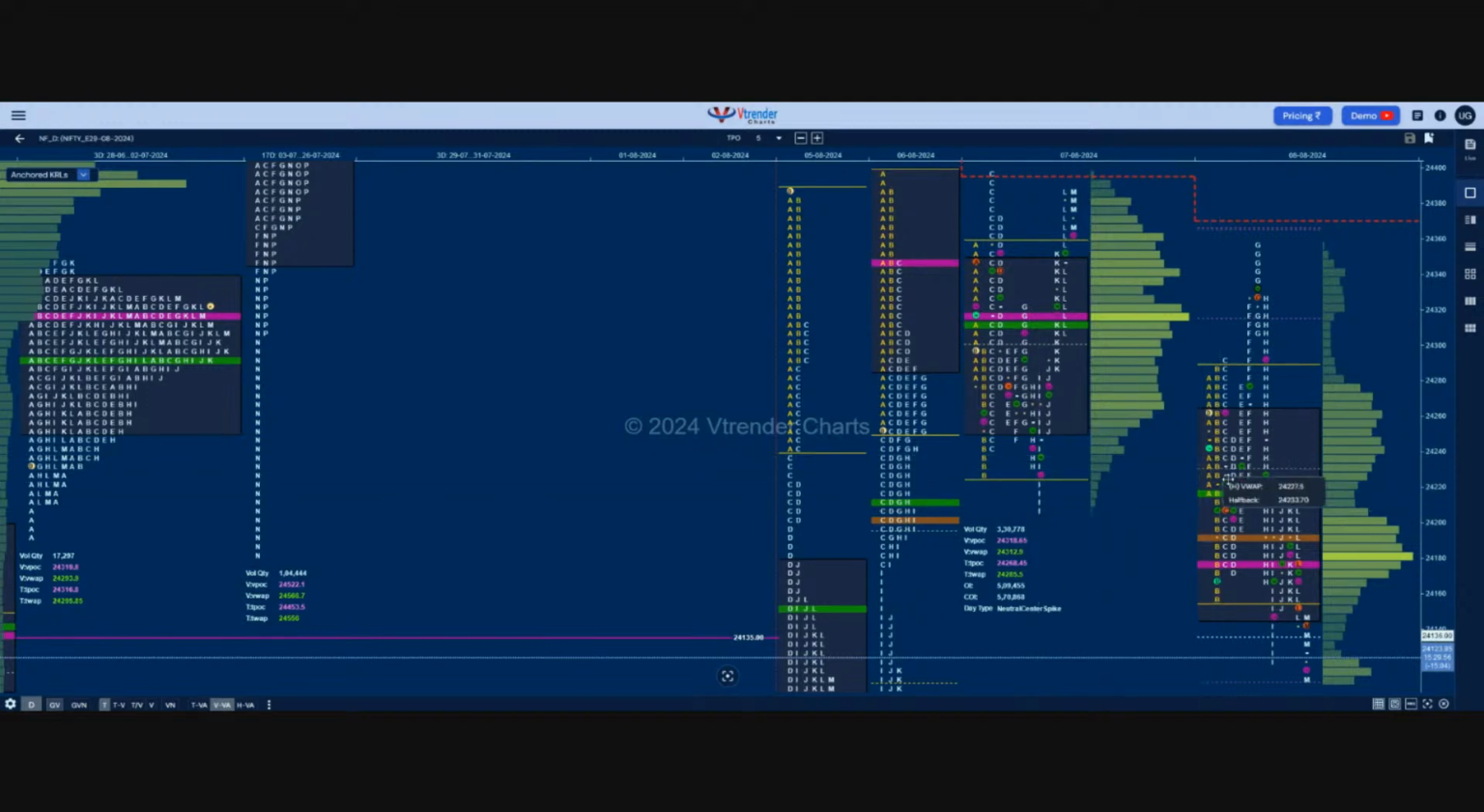So then the opening bar remained below yesterday's VWAP and POC. We also had a small seaside extension higher, which in fact gave us a break below VWAP, but we could not get below the RB of B period.